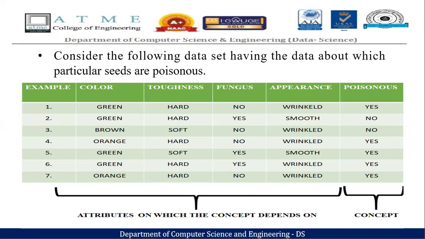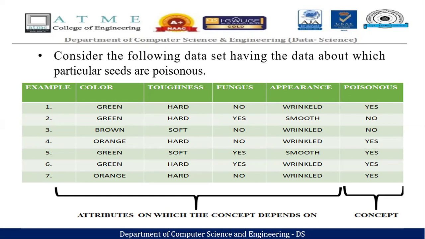In the next example, color is green, toughness is hard, yes, fungus is there, yes, appearance is smooth. And what is the output you got there? It is non-poisonous. The prediction we got is no. So we cannot consider this for generalizing the hypothesis. Whatever the result, if it yields no, it is considered a negative example. If the result yields yes, then we consider that a positive example.